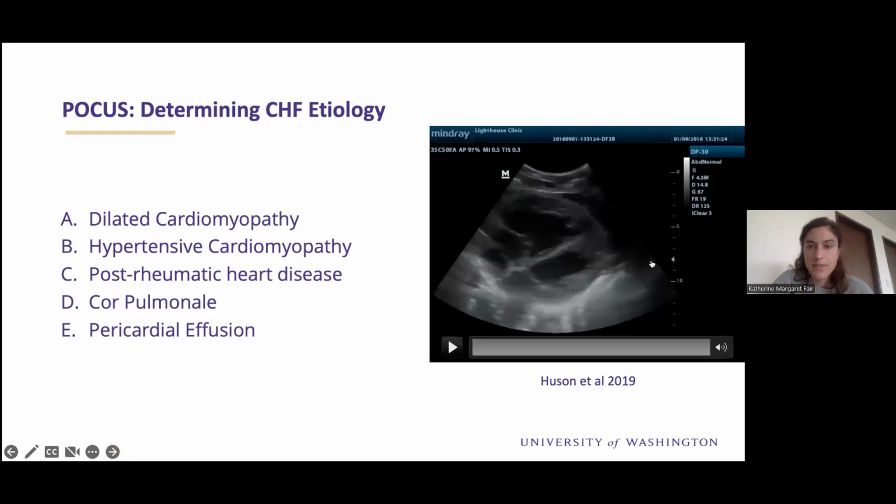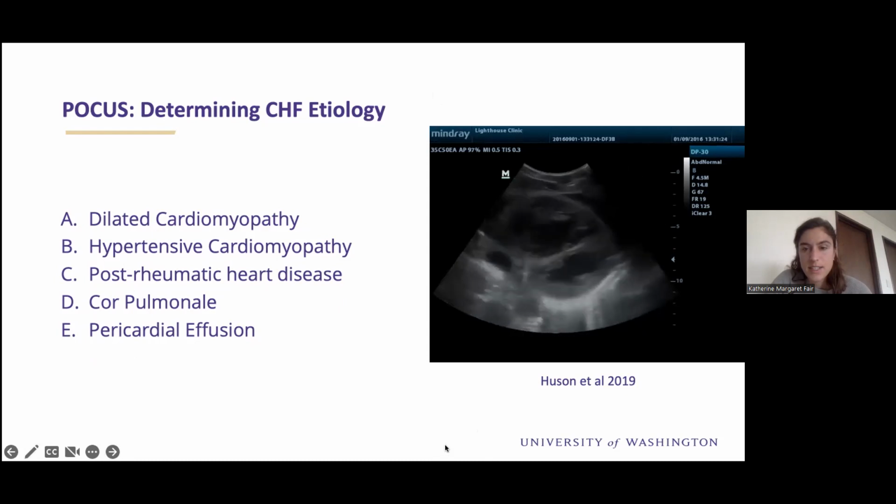And then one final image. This one is actually from the study itself, because I didn't have a good image. And this is their subxiphoid view.